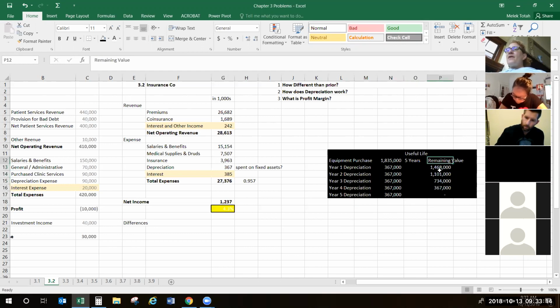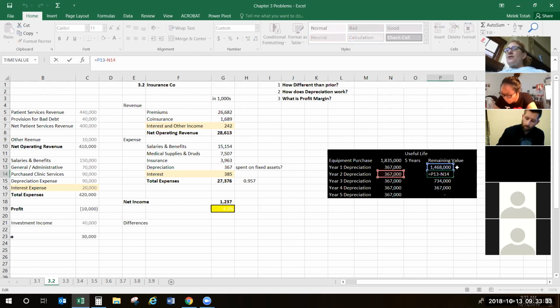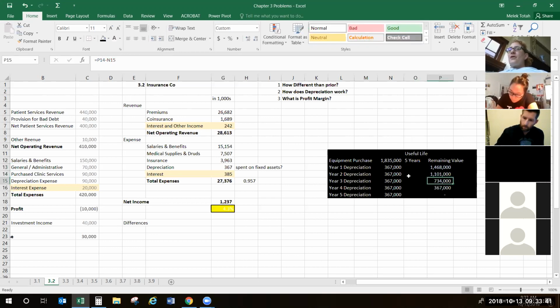So that means the remaining value over here is going to be the original purchase price less the depreciation. And then that gives you the remaining value. That's what you were talking about, right, Jesse? The remaining value. And then the next year, here's year 2. So in year 2, you're going to take the value from the previous year, which was $1,468,000, and you're going to take another $367,000 out of it, right? So then here we got the third year, we've got $734,000 left, right? And again, we're going to take the 367.